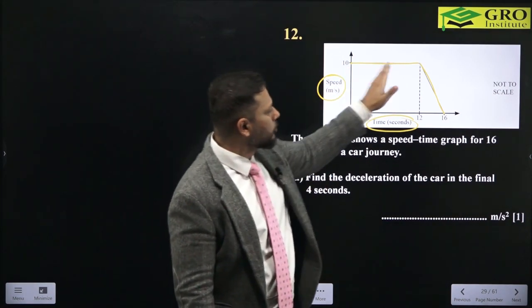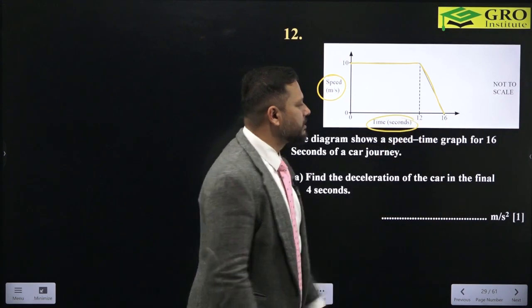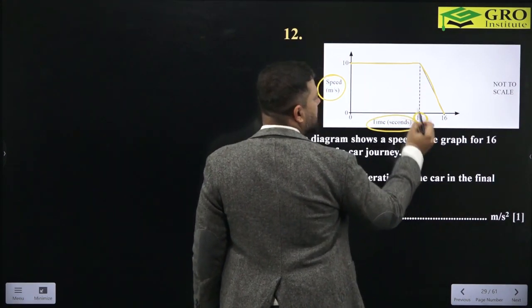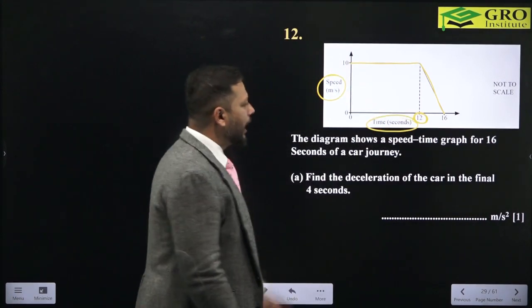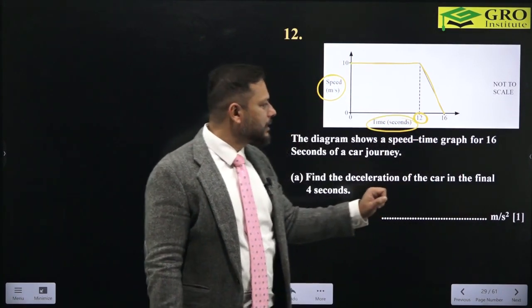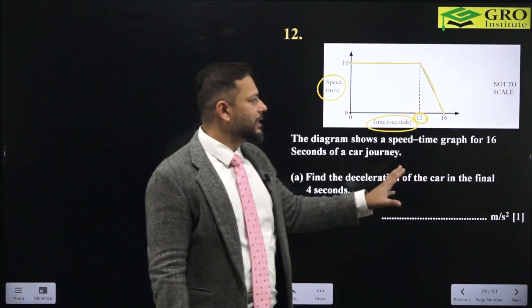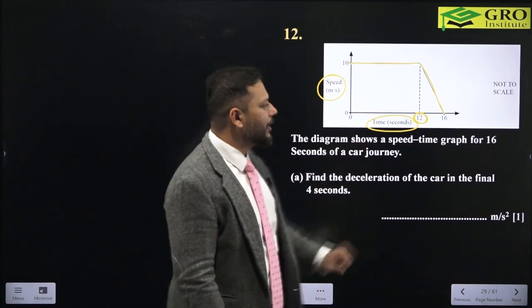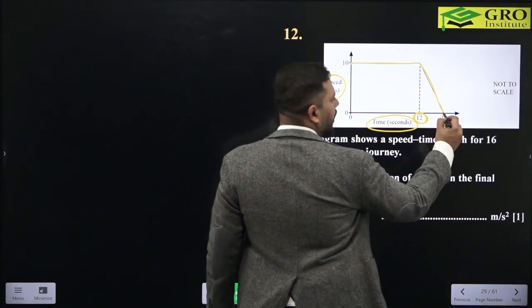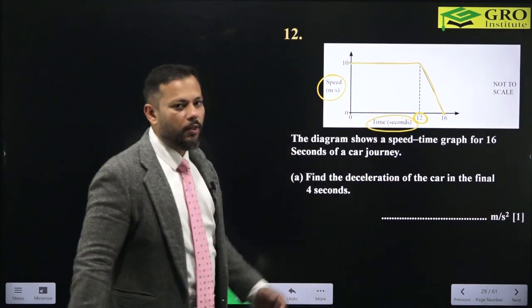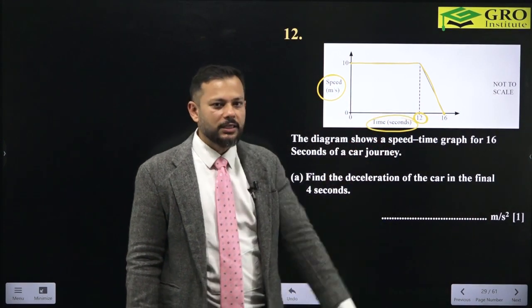And the speed was constant till 12 seconds. You can see there is no dip in the graph. So till 12 seconds, the speed is constant. Just after 12 seconds, the speed started dropping down. That means there is deceleration. And at 16 seconds, it came to a halt and the speed becomes zero. That is what we analyze when we look at this graph.